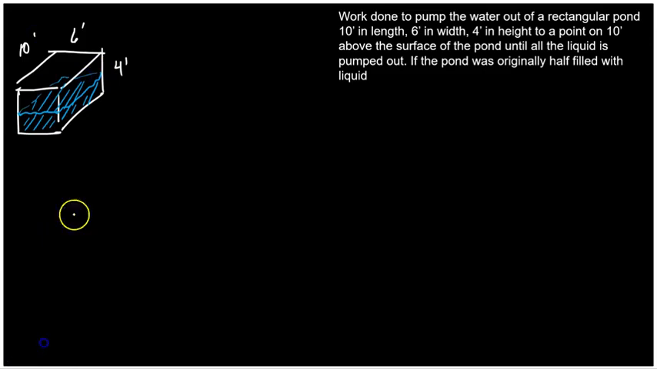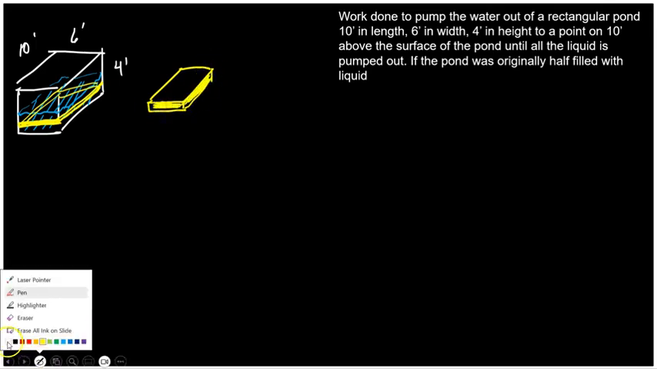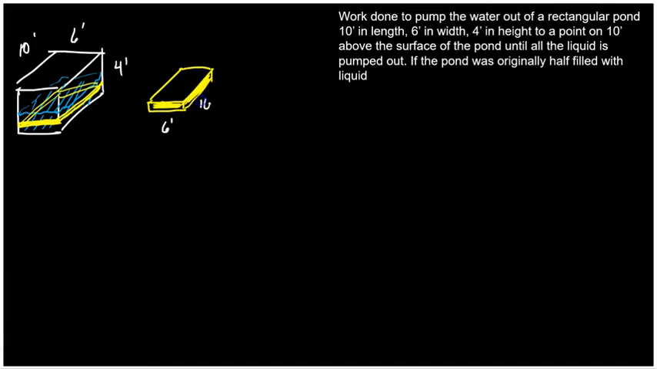And then I need to look for a representative element. So that's within the liquid. So let's try this portion. Okay. So if we are to draw the representative element, it would look like basically a rectangular slab. So that is 6 by 10 by dy.